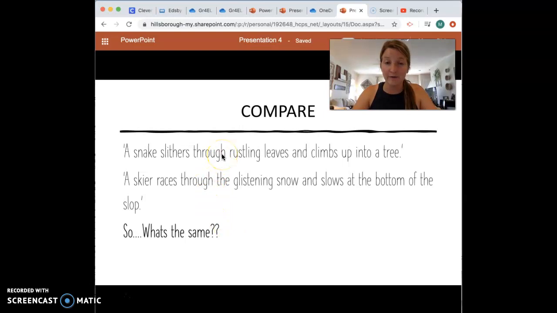So I'm going to reread our first sentence, and then I'm going to introduce to you our second sentence. And I want you to think about what is the same between both sentences. So this first sentence says, a snake slithers through rustling leaves and climbs up into a tree. The second sentence says, a skier races through the glistening snow and slows at the bottom of the slope.